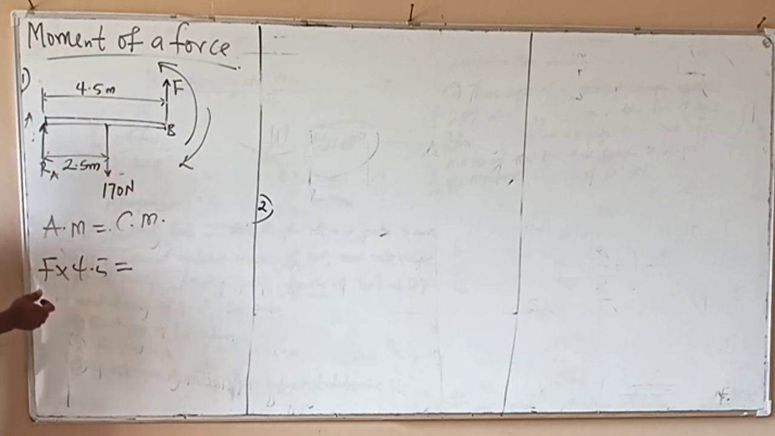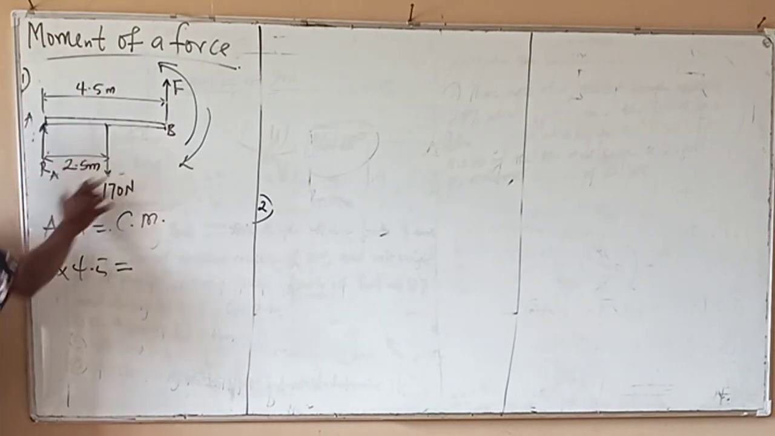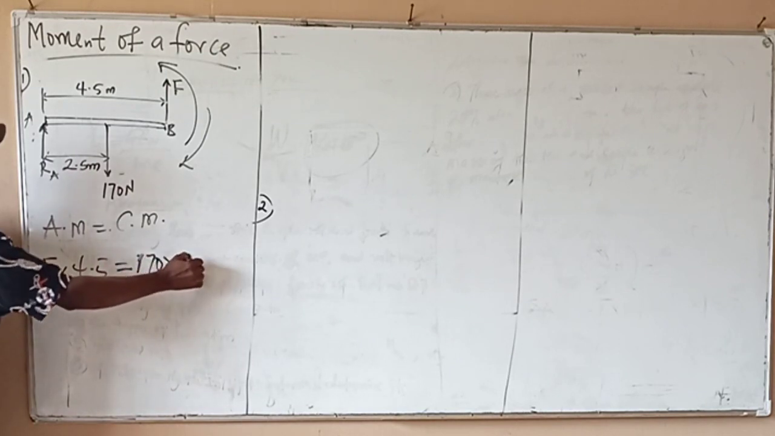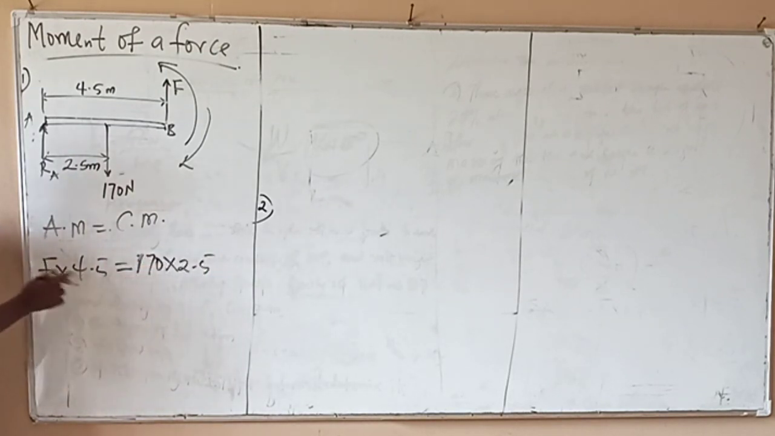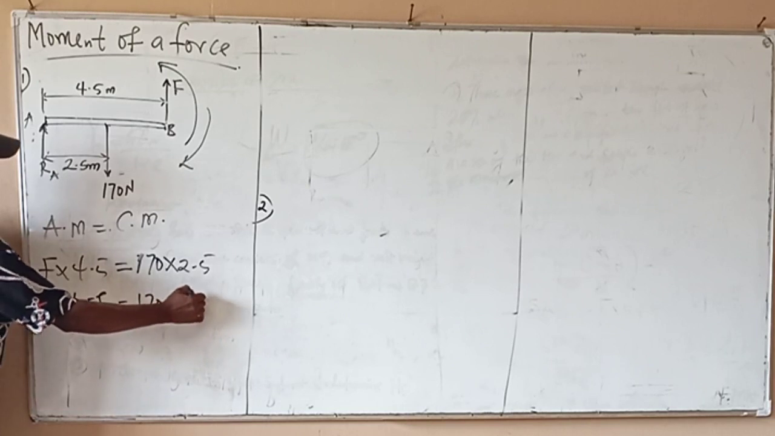Clockwise movement will be the one I will take. That will be 170 times 2.5. The next one we're going to do now, we have 4.5 F will be equal to 170 times 2.5.